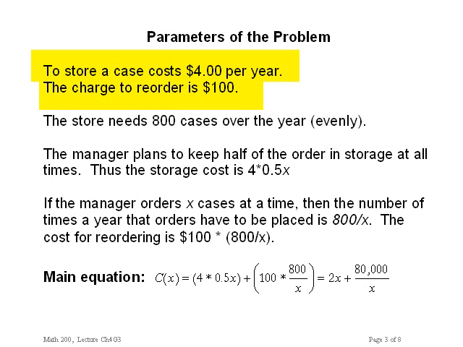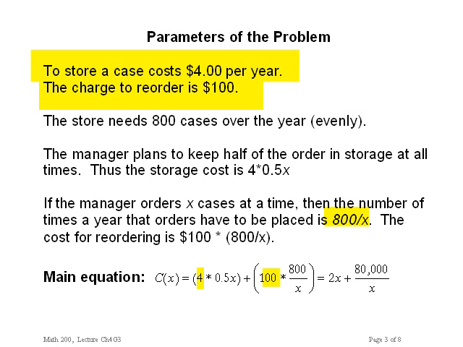All right, so that cost goes right here, $4. And here's your $100 charge. Okay, say you need 800 cases over the year. You're going to use 800 cases over the year. So how many times are you going to place the order? If you order 800 all at once, you'd only have to order once a year. If you order 400, you'd have to order twice a year.